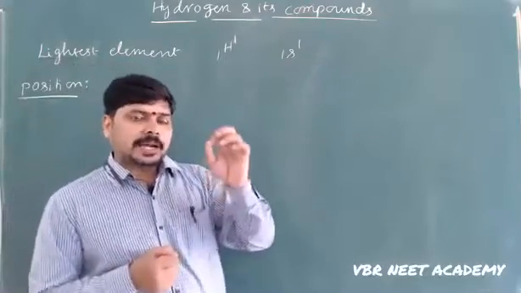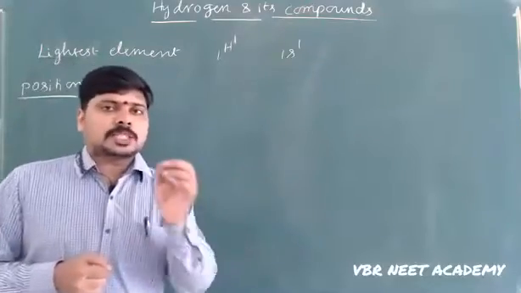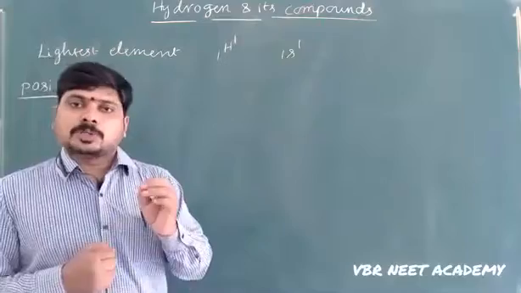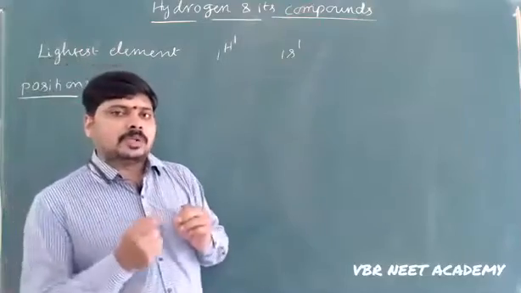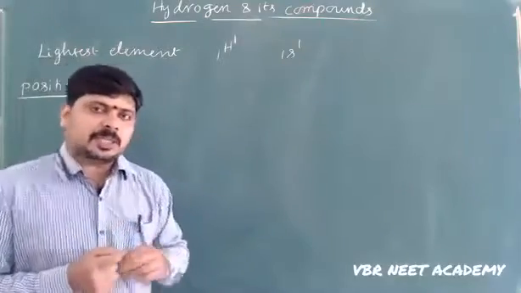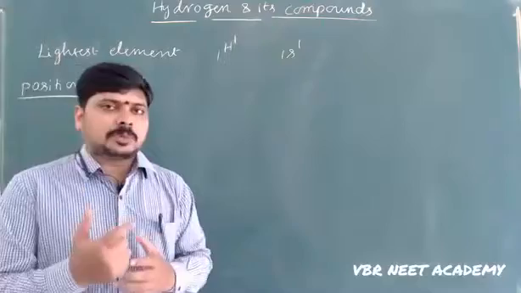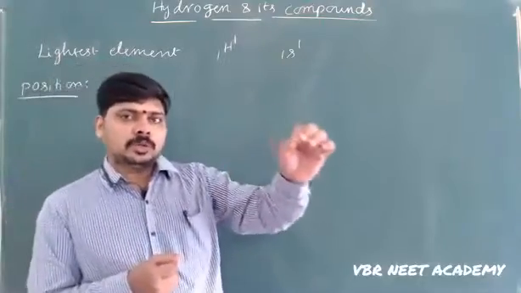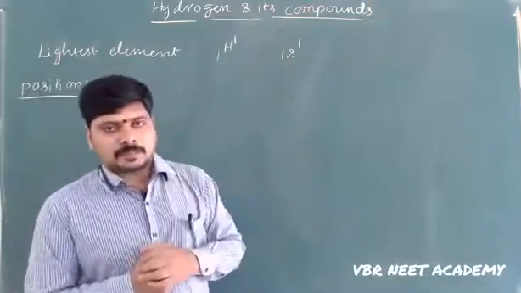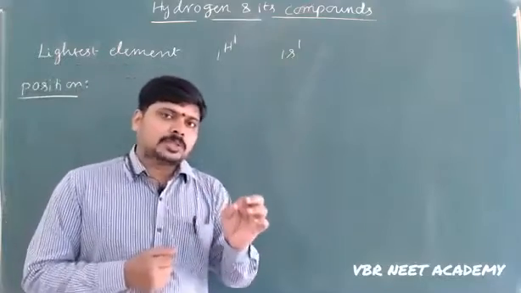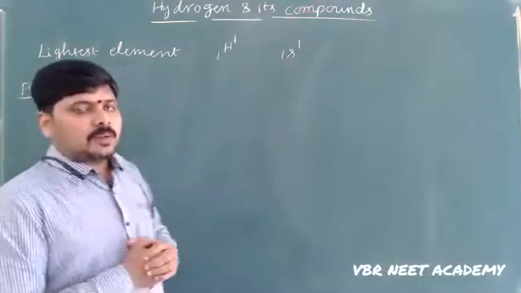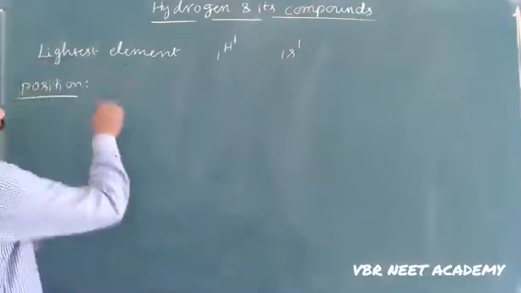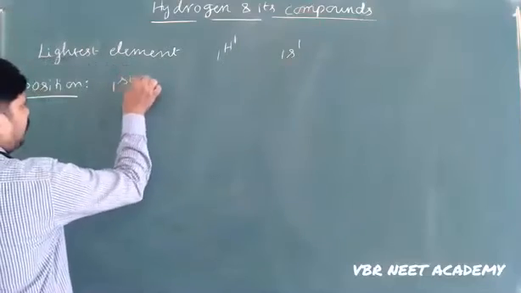So in order to place hydrogen, what are the things we are supposed to consider? We are supposed to consider which elements hydrogen shows similarity with, and based on that we are supposed to group hydrogen into a group or a period. Now, when we take hydrogen, where is it going to be? It is going to be present in the first period.